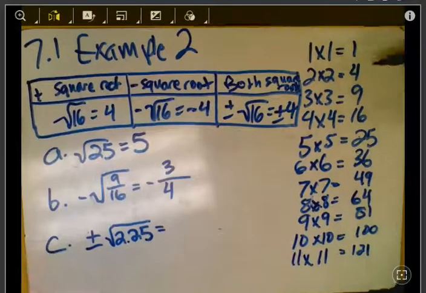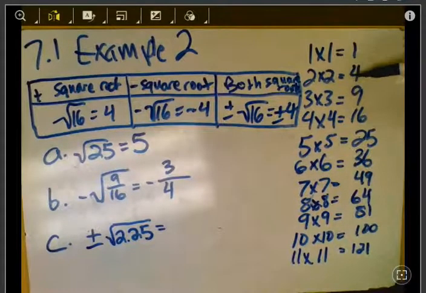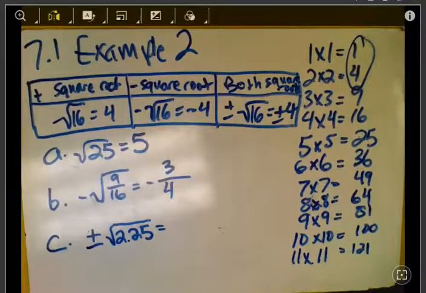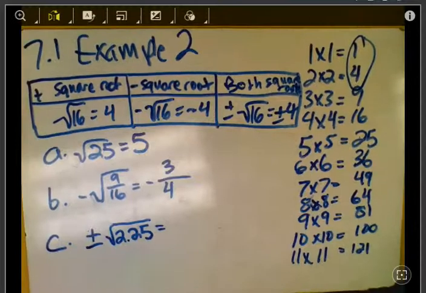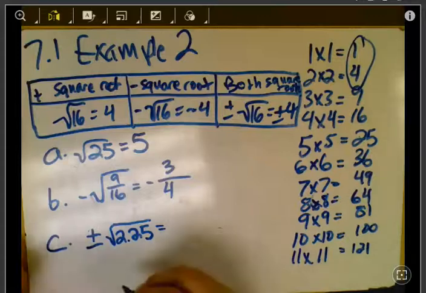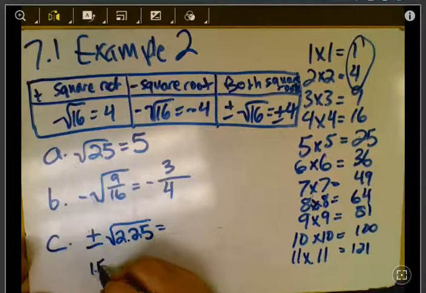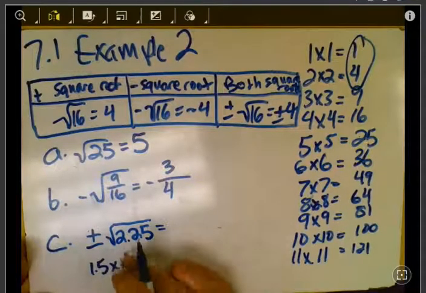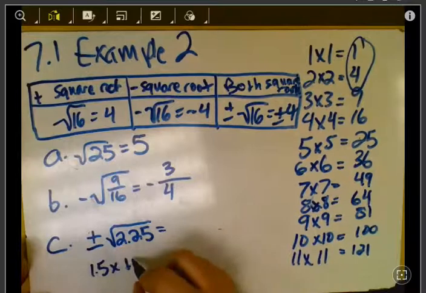So let's check out our perfect squares up here. We do 2 times 2, that's 4. And then we have 1 times 1 is 1. So we know what's in between these two. Knowing that, we realize that it has to be a number in between 1 and 2. So we could start off by trying 1.5. Let's see if 1.5 times 1.5 is 2.25.